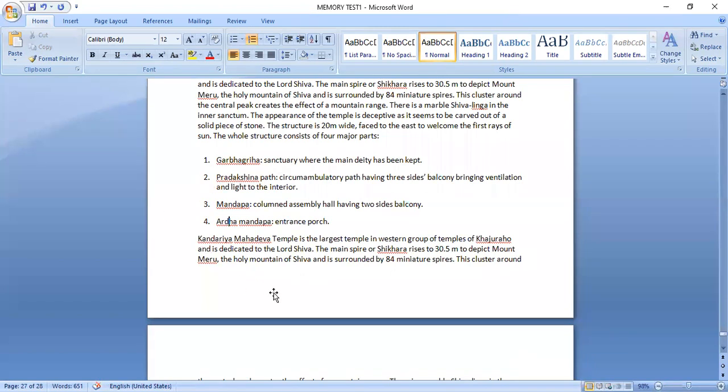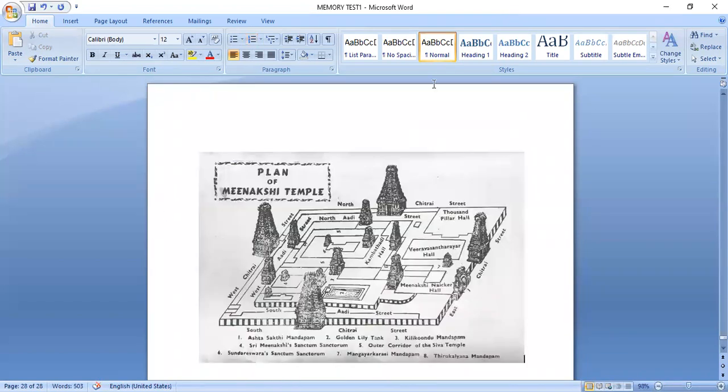See, this is a plan of Meenakshi temple. These entrances are there on all 4 sides. This is called Gopuram. The inner part is called Vimana in South India. In North India, it's called Shikhara. Understood?